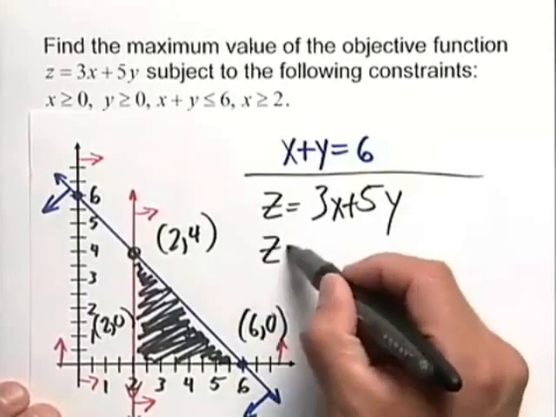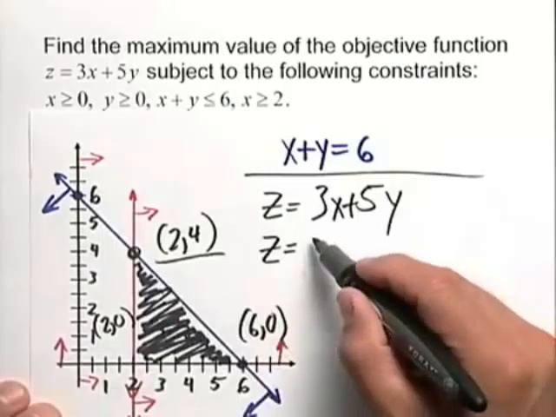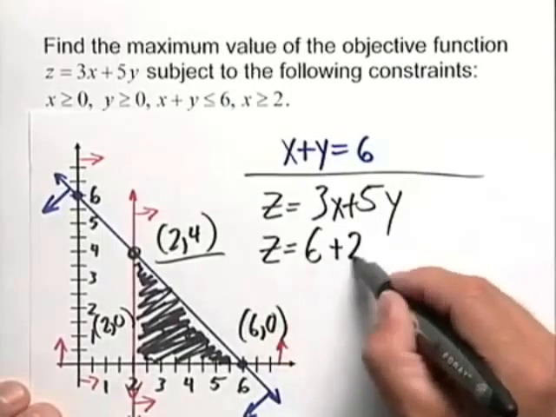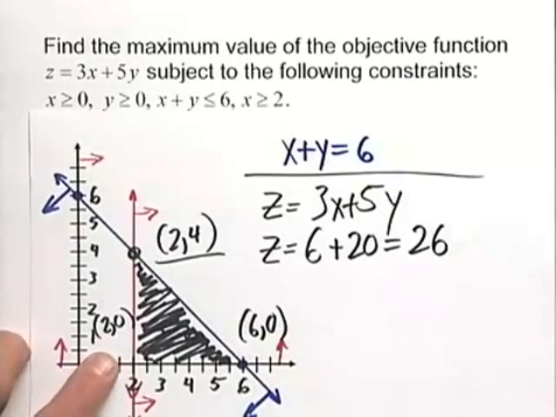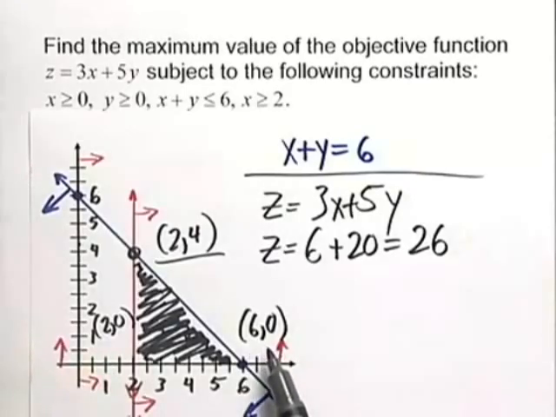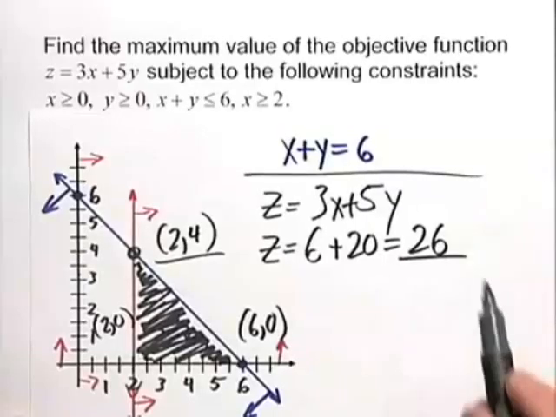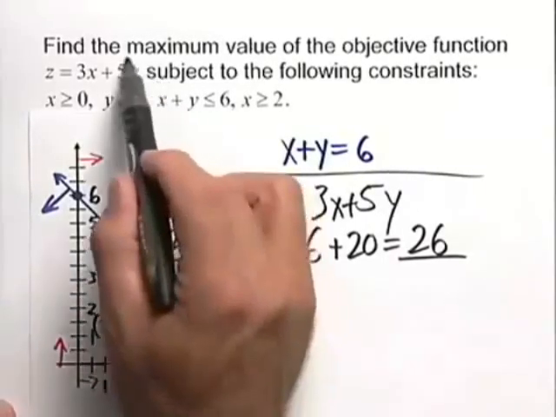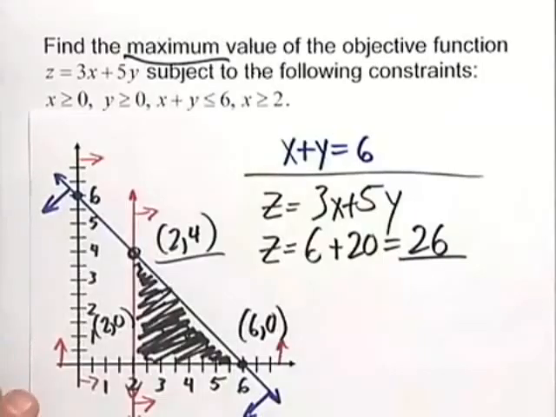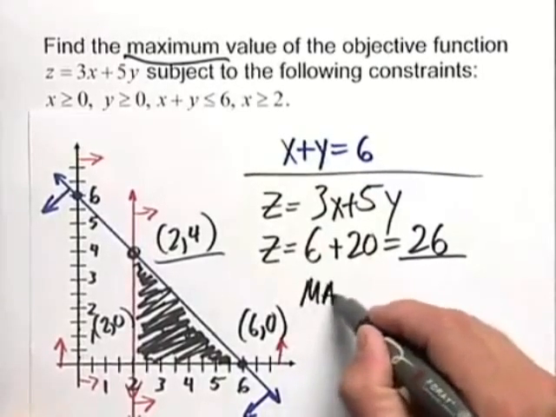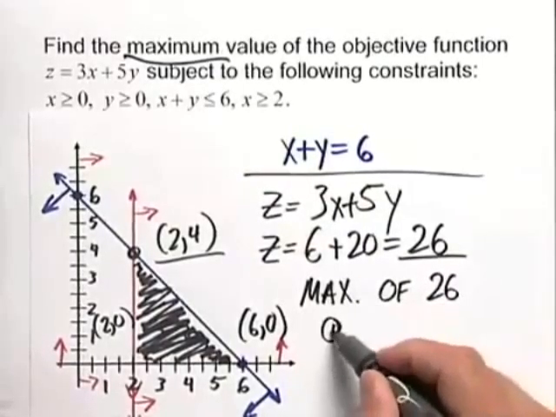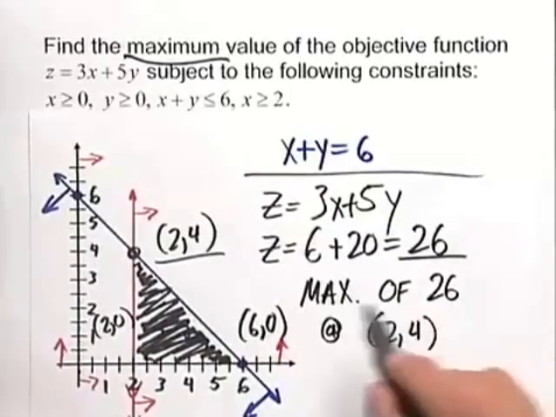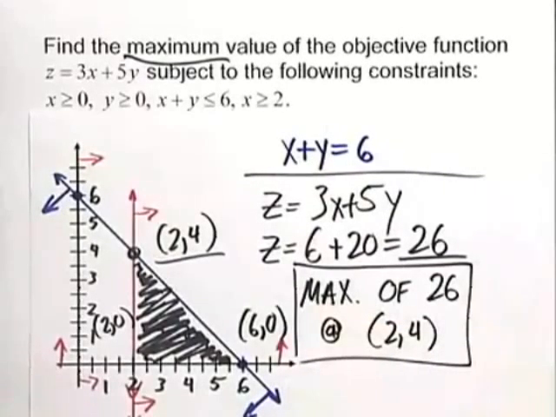In this particular problem, when we plug in (2, 4), we get 6 plus 20, and we get a maximum value of 26. If you plug in (2, 0), you're going to get a value of 6. If you plug in (6, 0), we obtain a value of 18, which is not as large as 26. Remembering, we're trying to maximize this objective function. So we can say we obtain a maximum of 26, and this maximum occurs at the ordered pair (2, 4). So this is the solution to our linear programming problem.